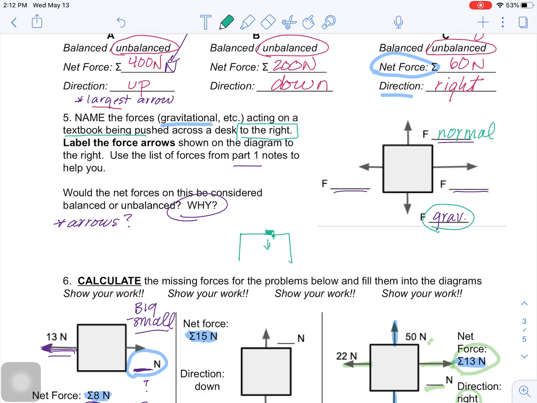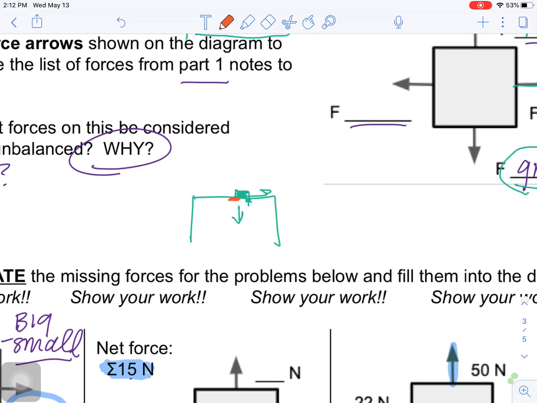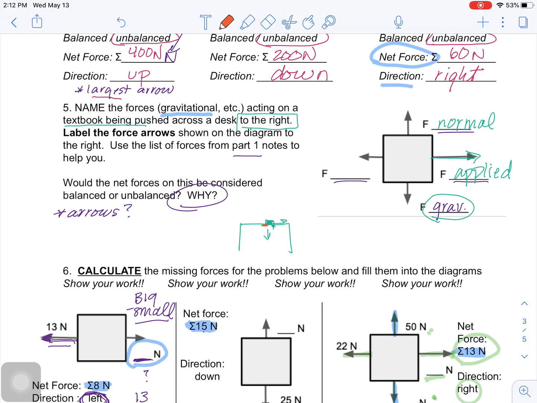You are pushing it, and the directions say pushing it to the right. So again, a big clue here that that's the larger arrow. And so the force from your push is going to be the applied force from your hand. And as you're pushing it to the right, there's a force happening right here between the desk and the book, opposing that movement to the right. So the book and the desk are rubbing against each other, trying to slow the movement of the book down. That is going to be the friction force.